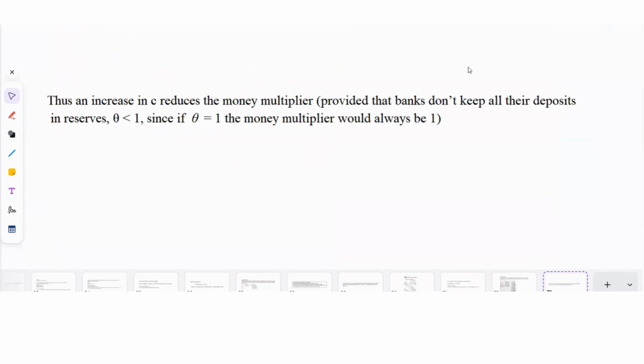So we're seeing the money multiplier depends upon the value of theta, the reserve deposit ratio, and it depends upon the value C, which is the proportion of total money demand held as currency.